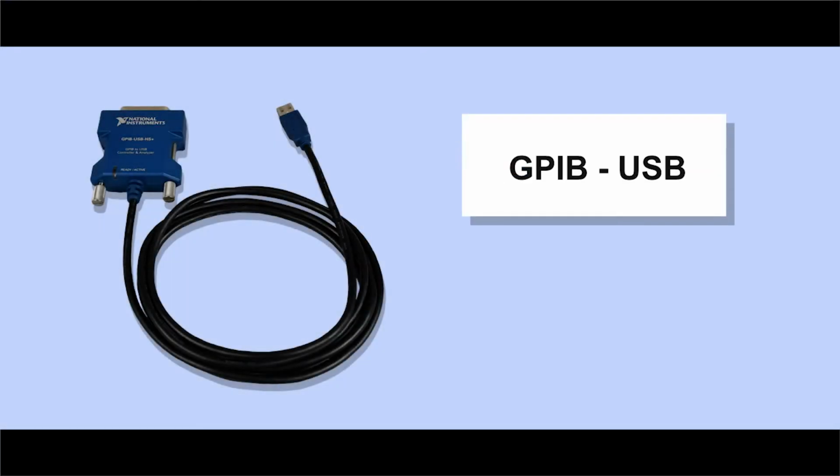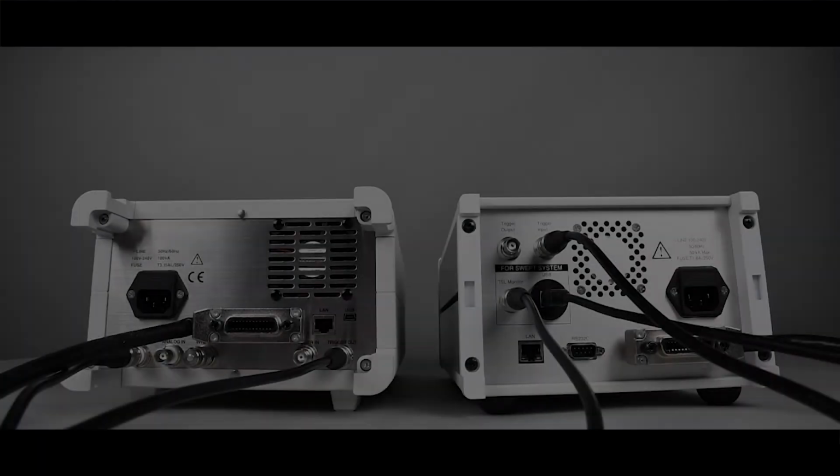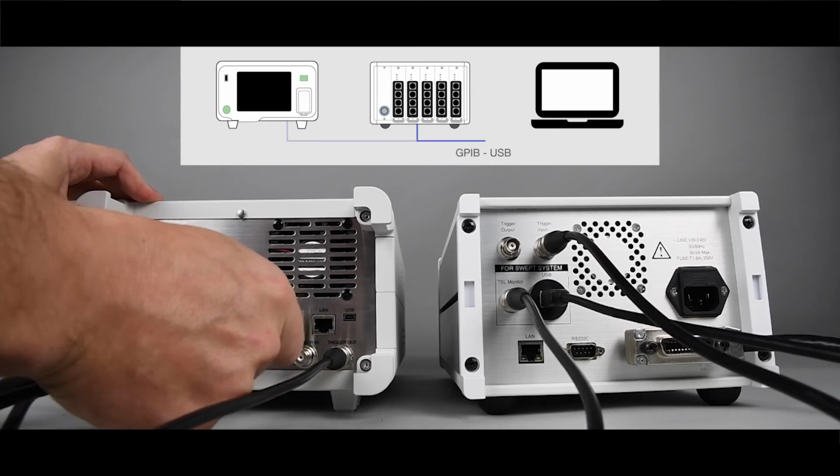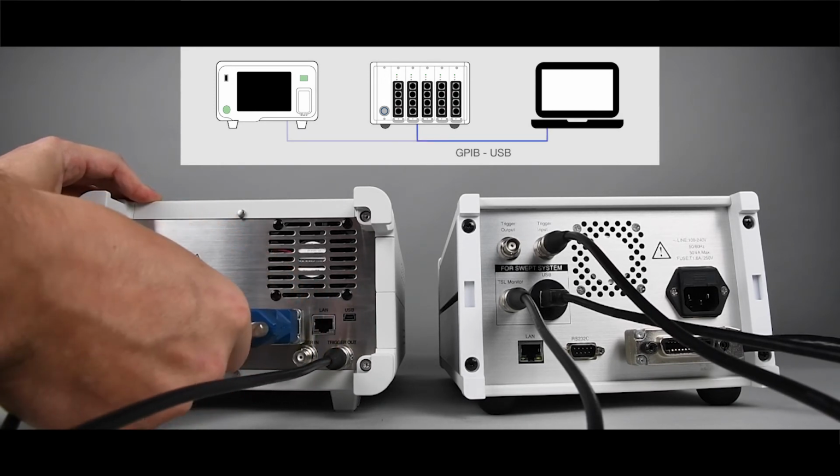Finally, the GPIB USB cable will ensure communication between the user and the instruments. Connect the GPIB connector to either one of your GPIB ports, and then connect the USB connector to your PC's USB port.